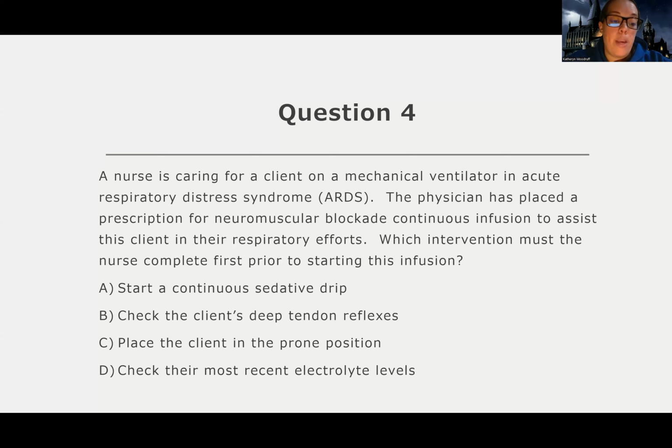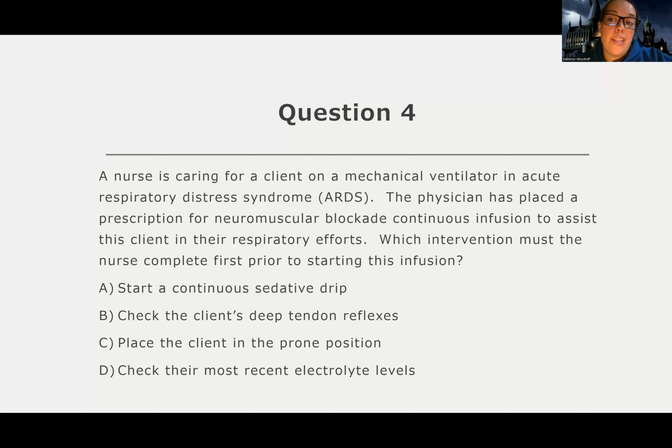So this would come down to A and D. Do I need to check electrolytes before starting this, or do I need to start them on a sedative? This would also take understanding that any time you put someone on a paralytic, you always need to sedate them first, because it's very mean. Imagine being medically paralyzed. You cannot move, you cannot talk, but you can feel, hear, and experience everything. It's a very scary thing, and we never paralyze someone without sedating them first.